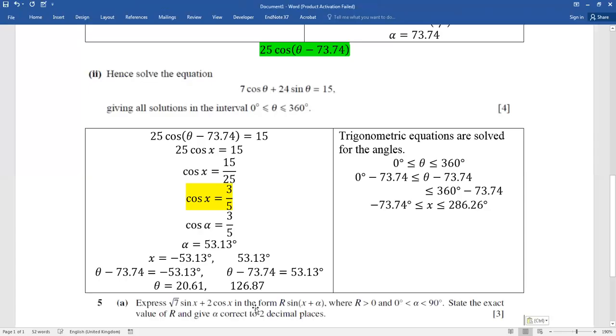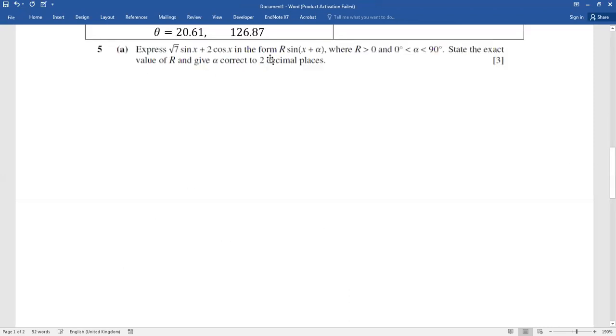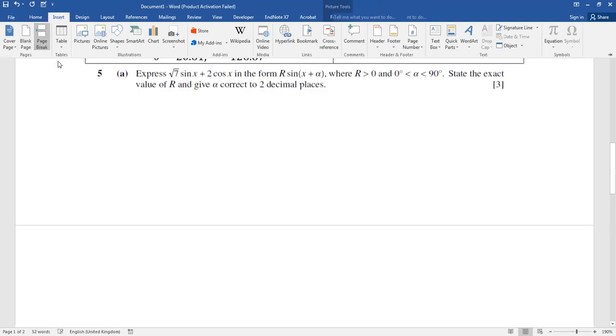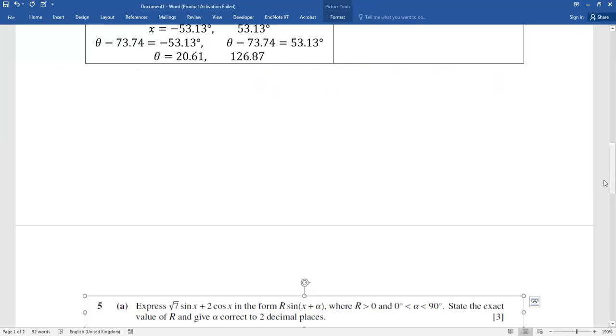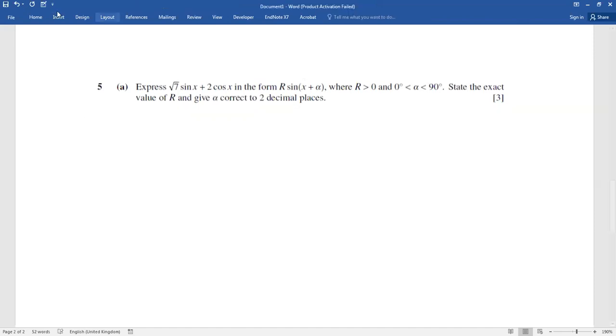Let's try to do something related to sine as well, so that we are comfortable. Okay, class, this is another question. In this one, the question asks us to convert this entire expression into r sine x plus alpha. What did I tell you? How do you approach this one?